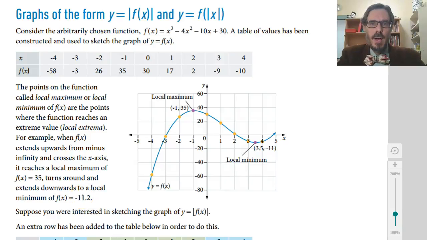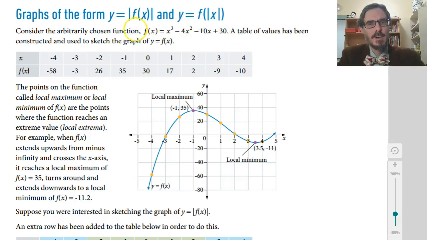So how do we draw a graph of the absolute value of another function, or another function of the absolute value of x? What is that going to look like? What does it mean? So here's just some arbitrary polynomial function.